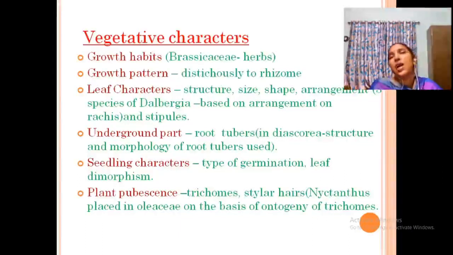Then the common vegetative characters we look at include habit and growth habit: herb, shrub, tree, climber, epiphytes, parasites, etc. Then growth pattern, for example in the Zingiberaceae, rhizome with distichously arranged leaves. Some species you can differentiate based on leaf characters, like the number of leaflets in a compound leaf; Caesalpiniaceae is a very good example. We can differentiate species like that. Underground parts are another example, like root tubers in Dioscorea members. Seedling characters are also a consideration.